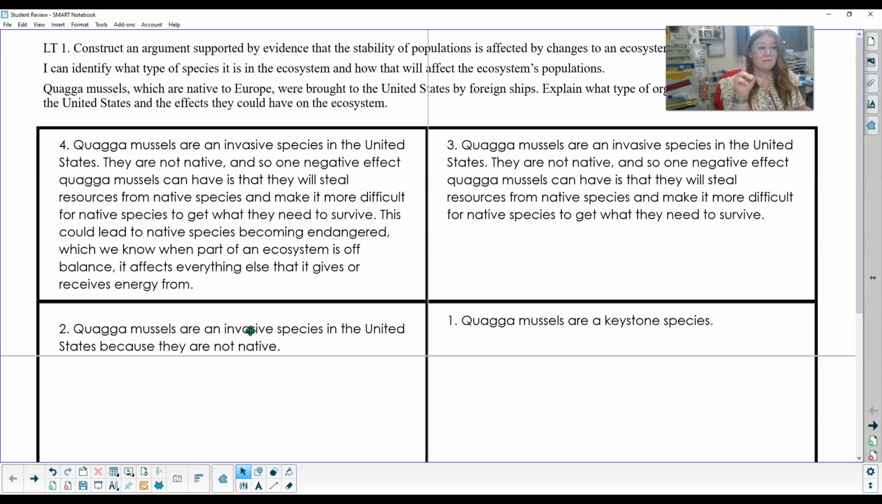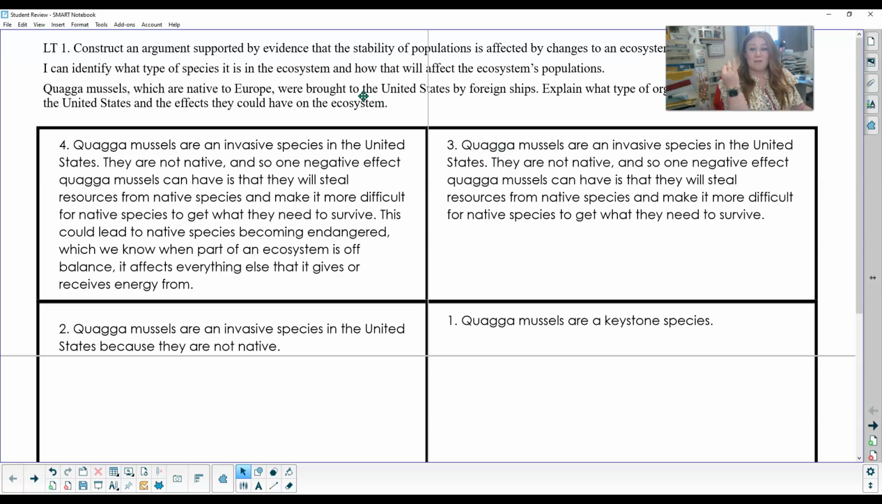So if you answered one part of that question, you're only going to get half of the points. Half of the question is half of the points. If you did not respond that they were invasive and said something different, then that's a 1. So you tried but did not get the correct answer is a 1. So a 3 might say something like quagga mussels are an invasive species in the United States. So I answered the first part.